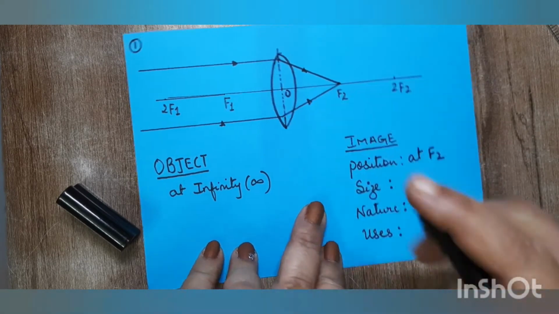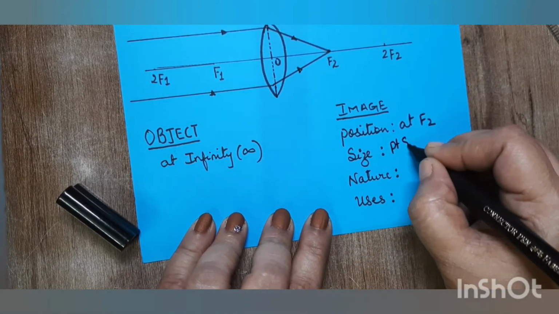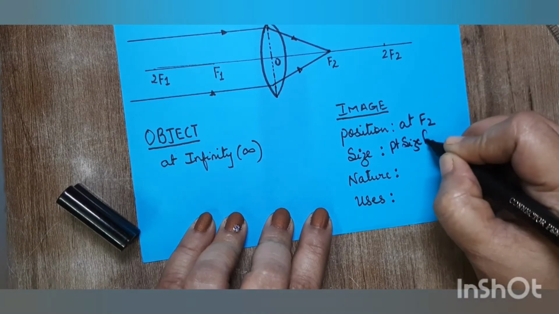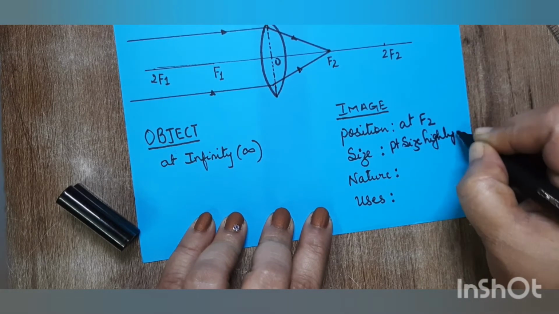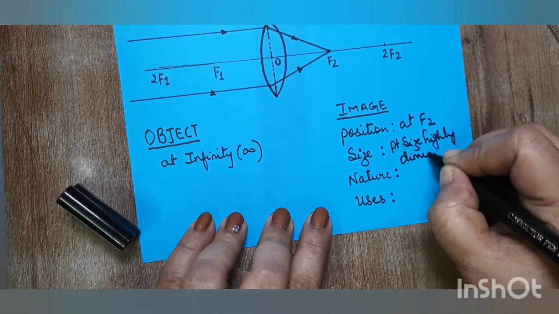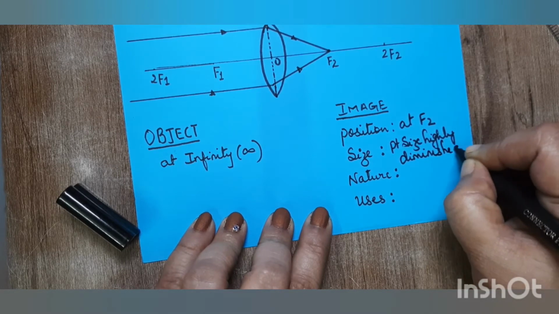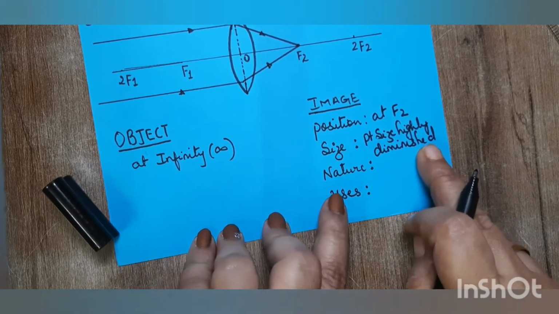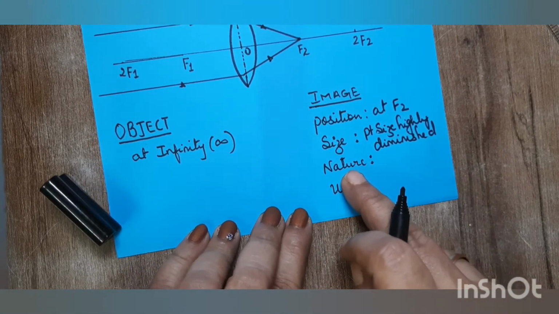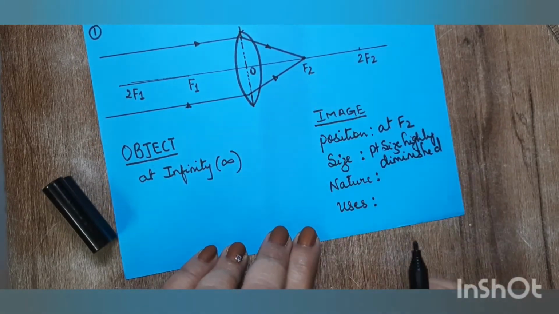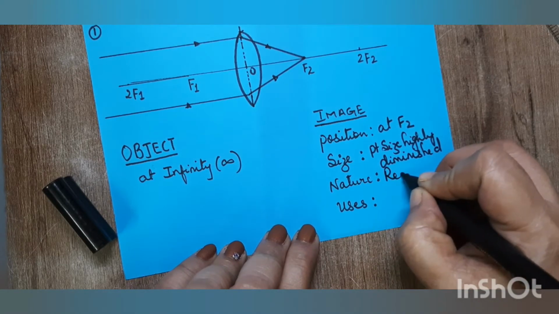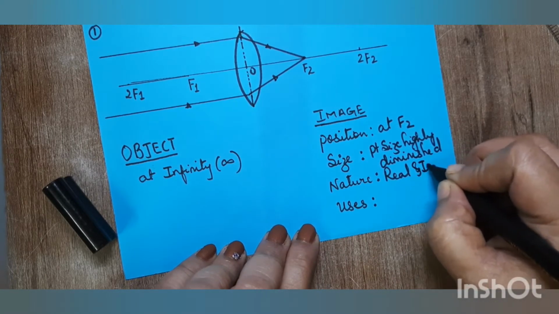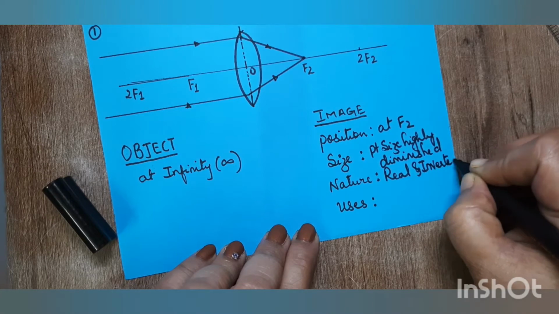How is the size? We can see here it is point size, or highly diminished. Highly diminished, right? It is at F2. It is point size. Size is highly diminished. Nature: it is on the other side of the lens, so it will be real and inverted.